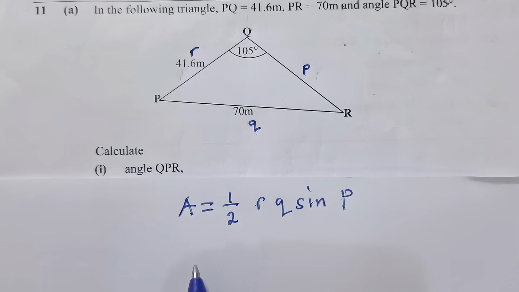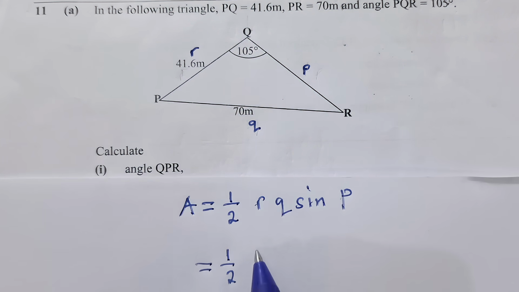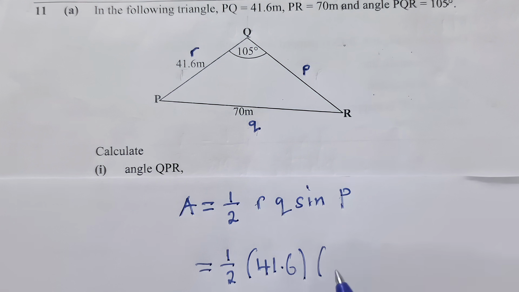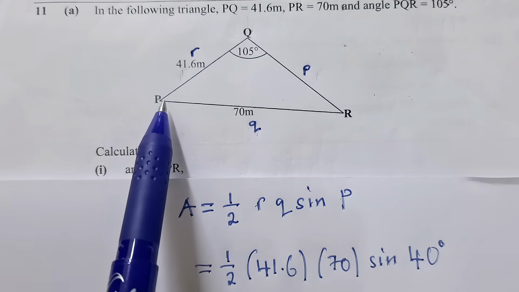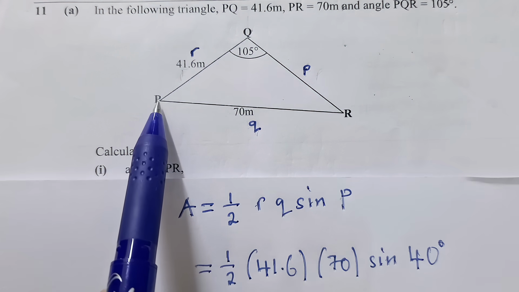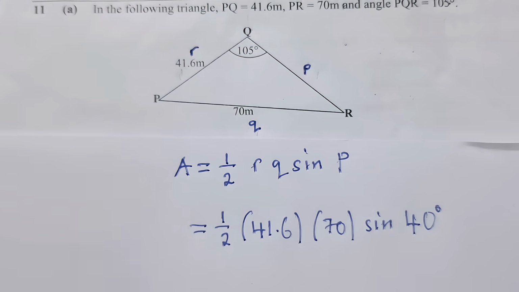Okay, so here we say 1 over 2, and then here we say 41.6. That's our r. Our q is 70. Sine, capital letter P, it's 40 degrees. Remember, in the previous question we found the angle at P to be equal to 40 degrees. So that's the 40 we are using.